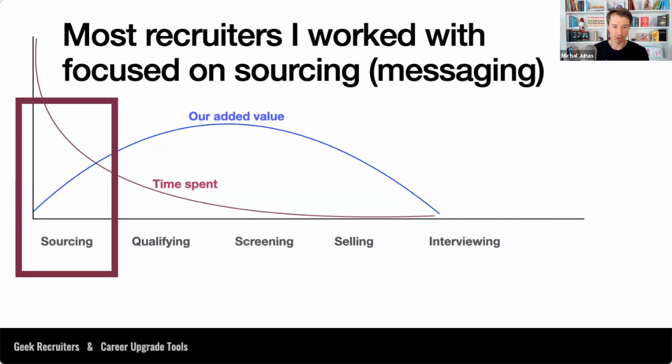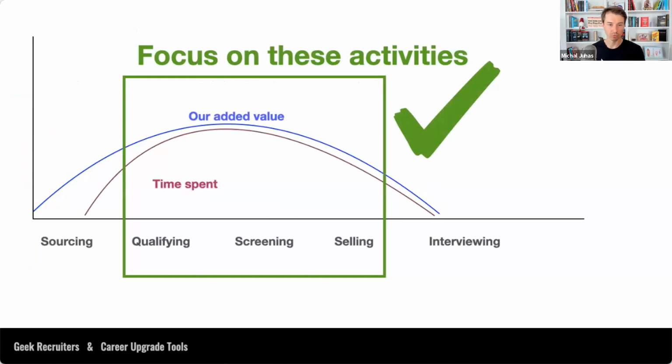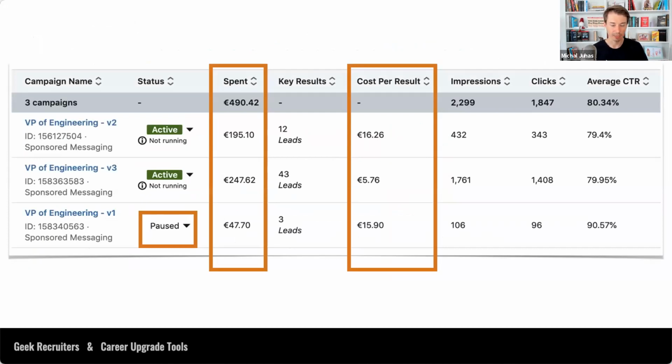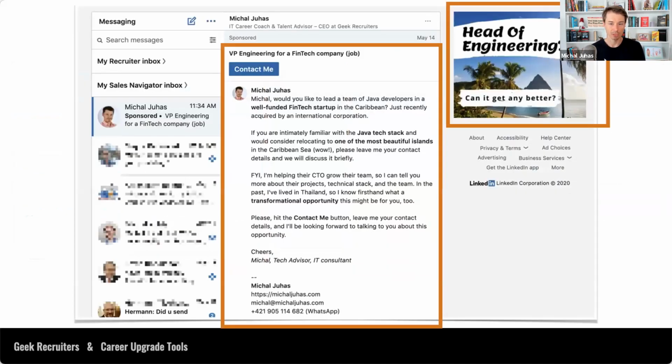So I also wanted to change my focus and shift to where I can add most value, which is qualifying candidates, screening candidates, selling to those candidates. So I wanted to get in line. I went on to set up advertisement campaigns on LinkedIn. And so this was one of the campaigns where I set up the campaign. I invested 500 euros and asked LinkedIn, and this is not any extension, this is a LinkedIn advertisement campaign. And I wanted LinkedIn to send messages to potential candidates based on some skills. So this was the message.